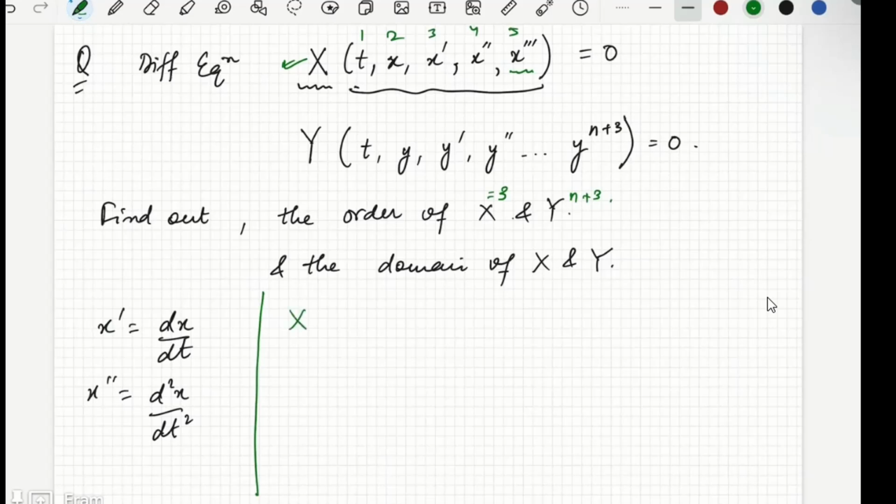So this x belongs to R5, because we are assuming all these are real numbers. If those were complex numbers, we would write it as a subset of complex numbers. But we are assuming all these are real numbers, so it belongs to R5.